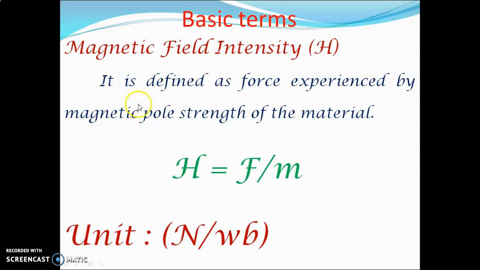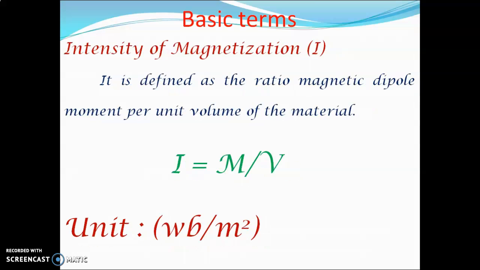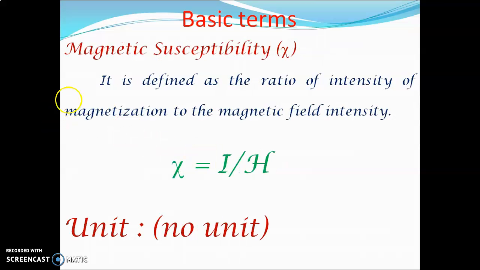Magnetic field intensity is defined as the force experienced by the magnetic pole strength in the material. It is how much the material is magnetized, that is called magnetic intensity. Intensity of magnetization is the ratio of magnetic dipole moment per unit volume of the material. Magnetic susceptibility is the ratio of intensity of magnetization to the magnetic field intensity, that is chi equal to I divided by H.